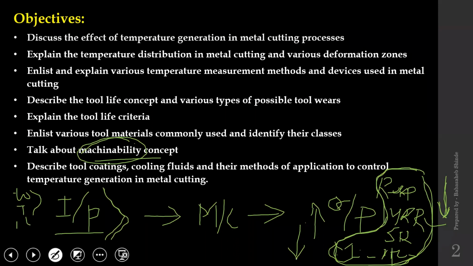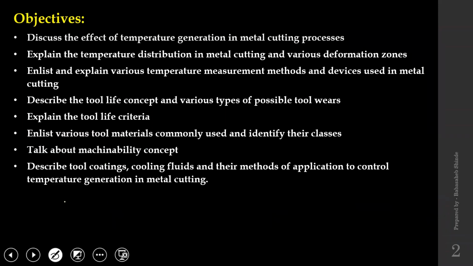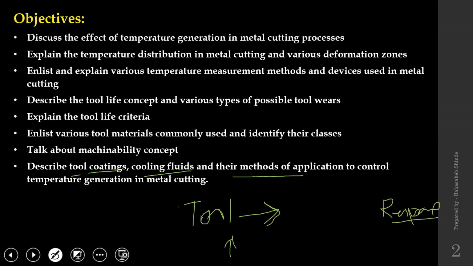Okay. Then last one, tool coatings. Tool coatings, cooling fluids, and their method of applications. So when you use a cutting tool, instead of using cutting tool directly, you can improve its properties to have better response values. That is all the output variables that we just considered. So how can you improve the existing cutting tool? You can coat its surface.